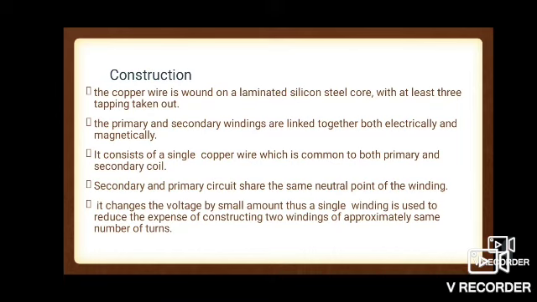The copper wire is wound on a laminated silicon steel core with at least 3 tappings taken out. The primary and secondary windings are linked together both electrically and magnetically, and it consists of a single copper wire which is common to both primary and secondary coil. Secondary and primary circuits share the same neutral point of the winding. It changes the voltage by a small amount, thus a single winding is used to reduce the expense of constructing two windings of approximately the same number of turns. So it is very economical.